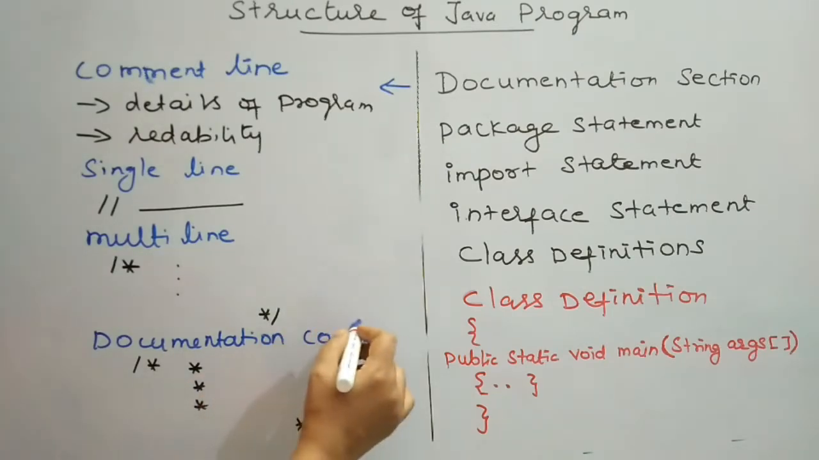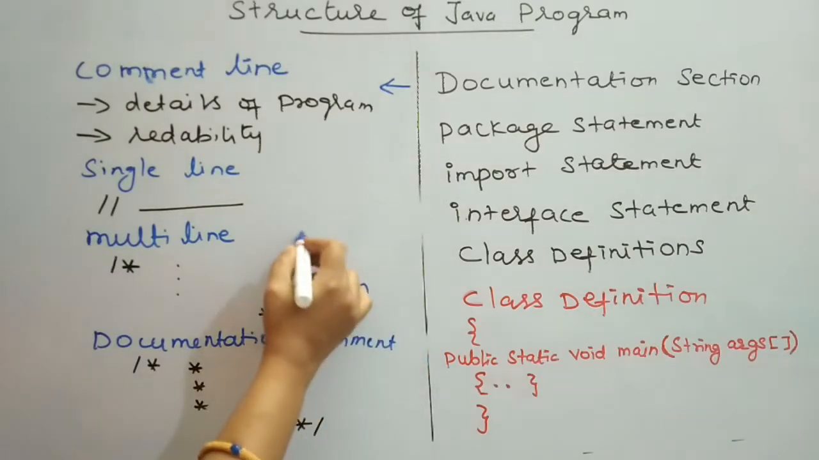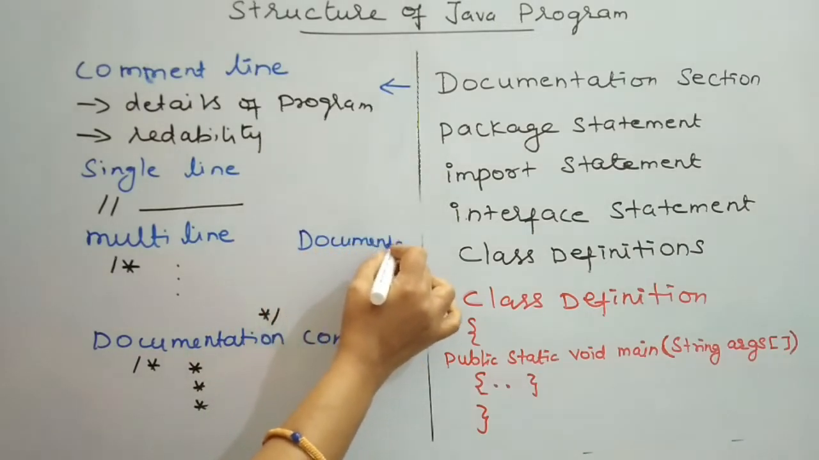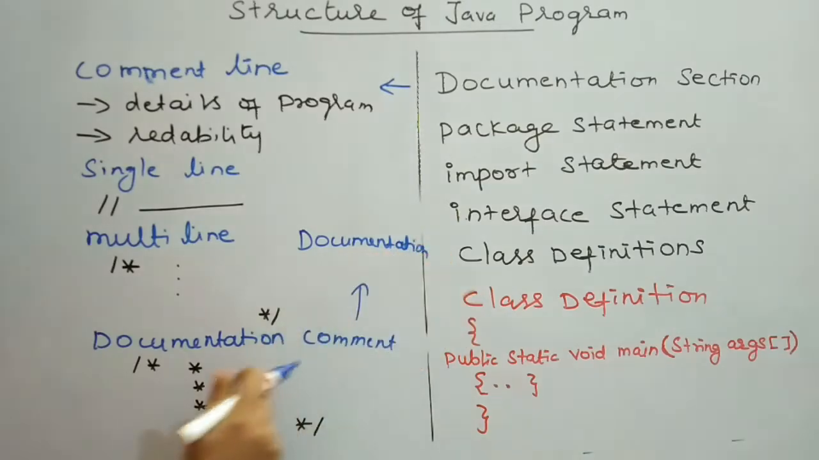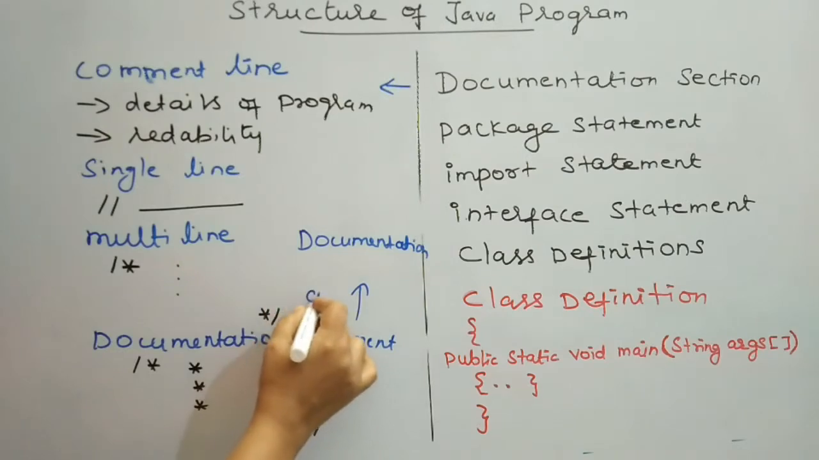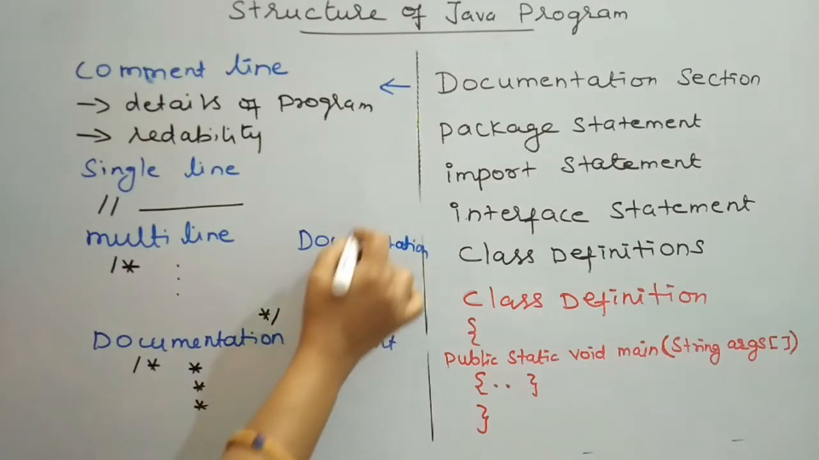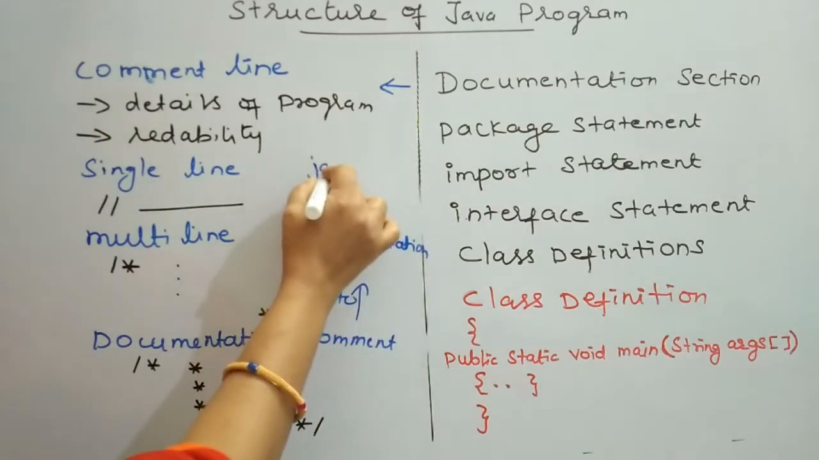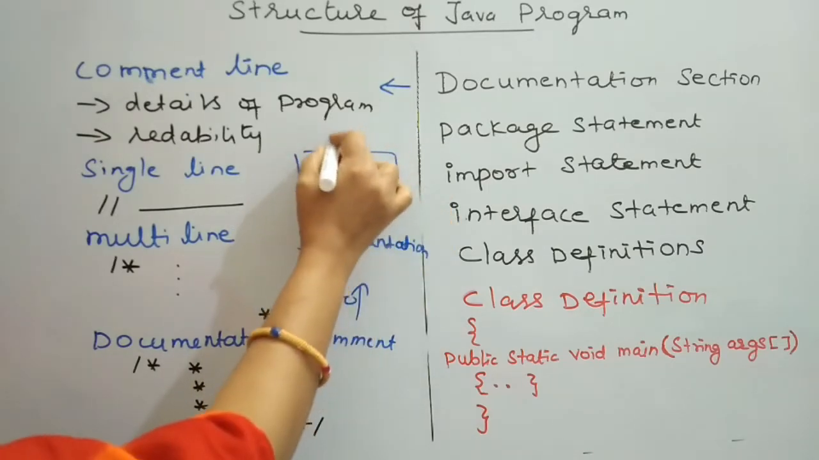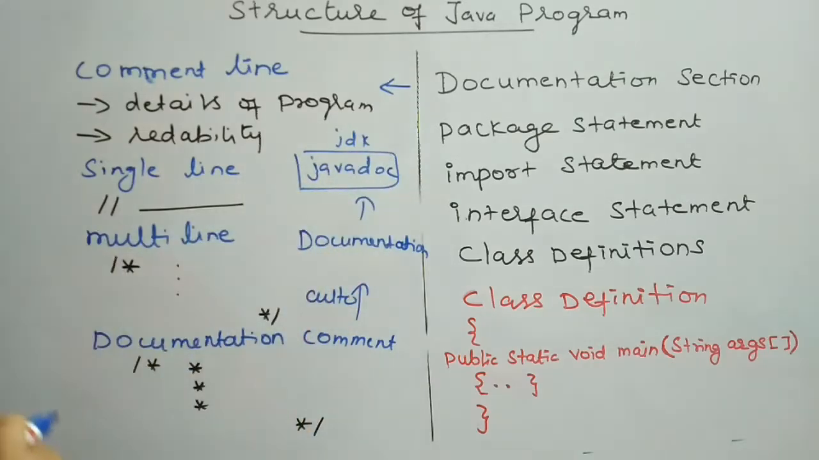This documentation comment is used to create our documentation automatically. Using this documentation comment, we can create documentation automatically using a tool called JavaDoc. So JavaDoc is a tool provided by your JDK. Using this tool, your documentation comment can be converted into documentation automatically.